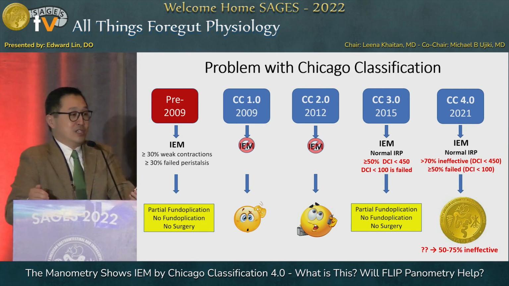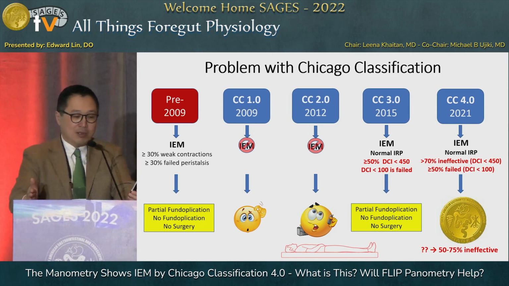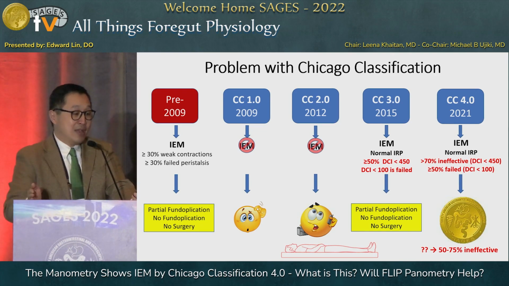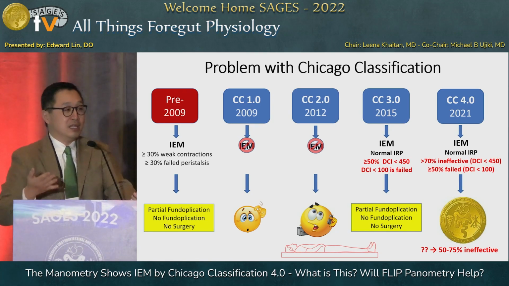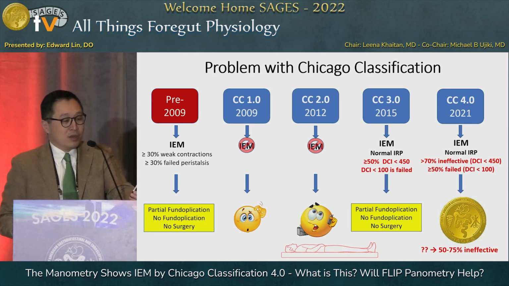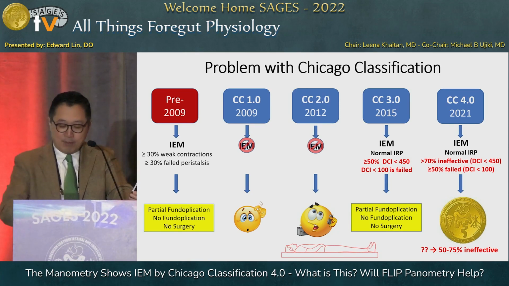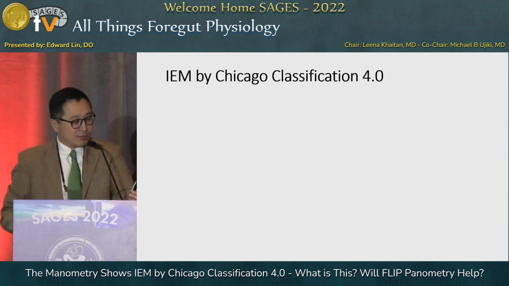My other problem with the Chicago classification is that these studies were done in the supine position. Up until now, and I thought I was going to lose this battle, but now they're saying you will do 10 supine swallows, and you'll sit the patient up for 5 additional swallows later. And I think we're going to get more data coming out of that with the Chicago classification 5.